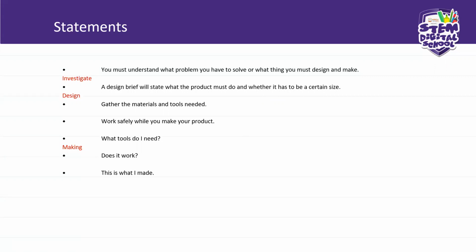Making. It's making. Work safely while you make your product. That's make. What tools do I need? That is still making, right? That's the answer from the angels, right? Does it work? Which stage is that?